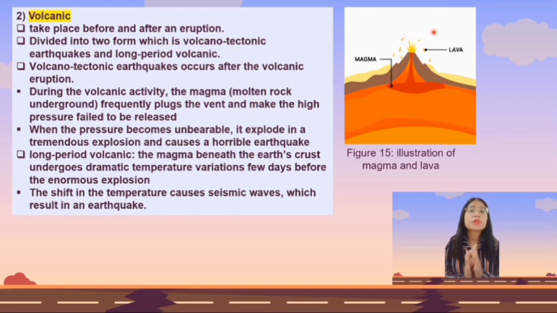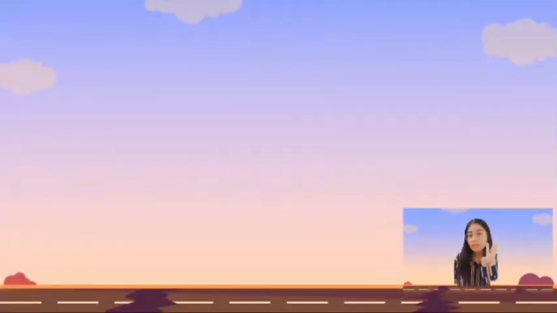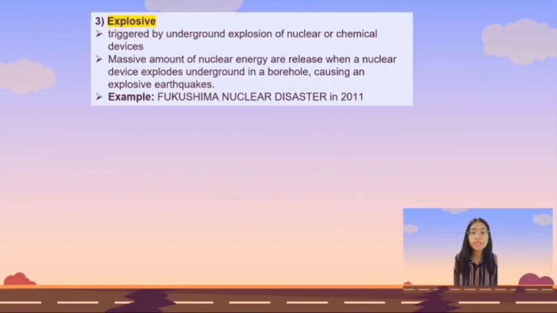Meanwhile, for long-period volcanic earthquakes, the magma beneath the earth's crust undergoes dramatic temperature variations a few days before the enormous explosions. The shift in temperature causes a seismic wave, which results in an earthquake. Third is the explosive earthquake, which is triggered by underground explosions of nuclear or chemical devices. Massive amounts of nuclear energy are released when a nuclear device explodes underground in a borehole.